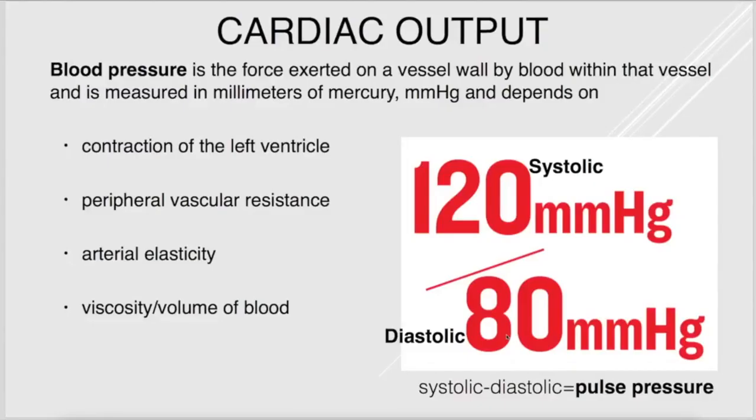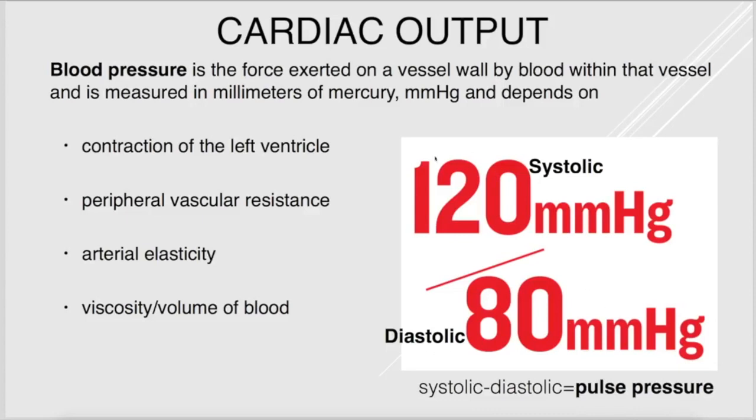So blood pressure, this is just the force that is exerted on arterial walls by blood, and of course it's measured in millimeters of mercury. And the things that play into blood pressure are the contraction strength of the left ventricle, how elastic the arteries are, any peripheral resistance in the arteries, as well as the viscosity and the volume of blood. And we talked about how all of these can change in response to different lifestyle choices and pathology.